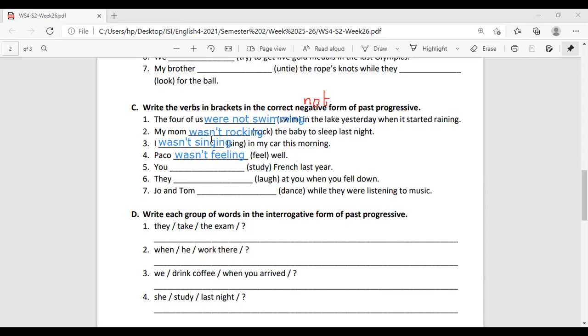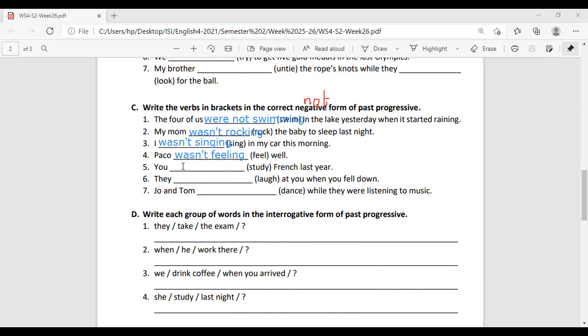You have to pay attention to how your friends form the verb. You have to use was or were, then you have to add ing. Yes, Amir, past progressive. You have to use the helping verb was or were, and you have to add ing to the main verb.